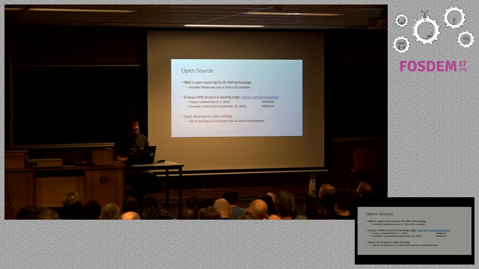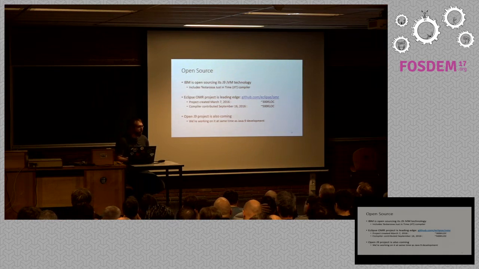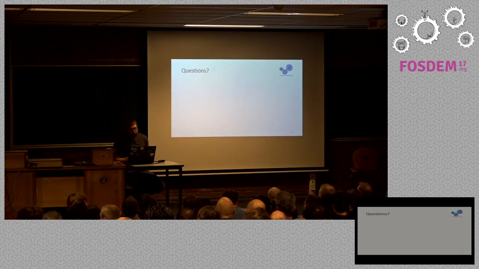So, in closing, for open source, as a team and an organization at IBM Runtimes, we really want to be doing most of our work in the open. We've already started with the Eclipse OMR project, and hopefully this year we also have the OpenJ9 project coming. Any questions?